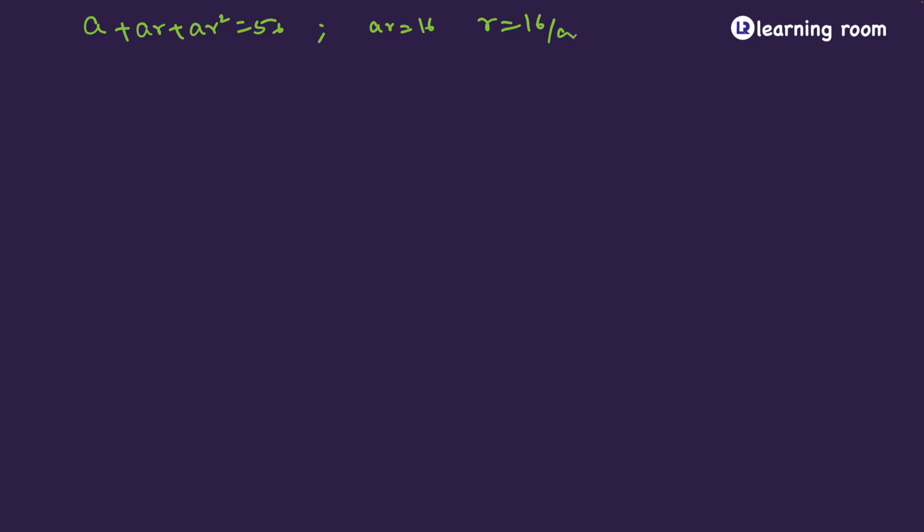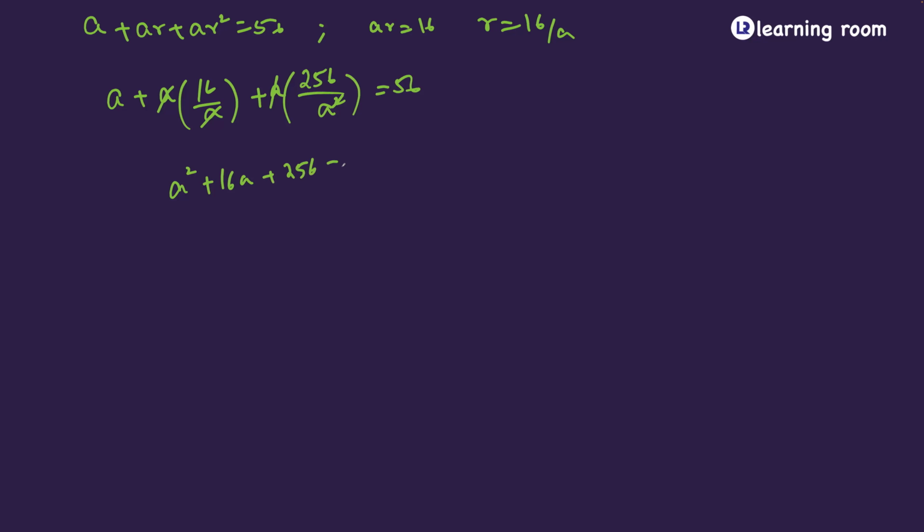So R is equal to 16 by A. So A plus A into 16 by A plus A into 16 by A square is 256 divided by A square is equal to 56. So A and A will get cancelled. One A is lost. So when you take LCM, you will get A square plus 16A plus 256 is equal to 56A. So A square minus 40A plus 256 is equal to 0. So A square minus 48... plus 256. How can you split 256? What are the factors you are going to have?